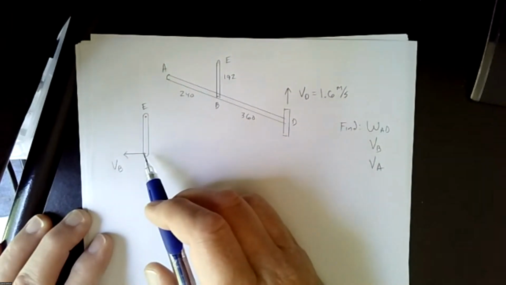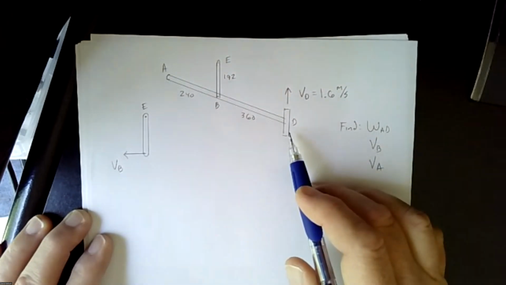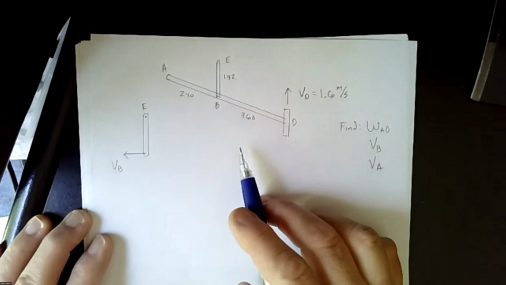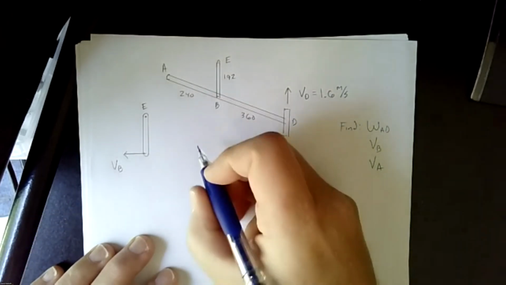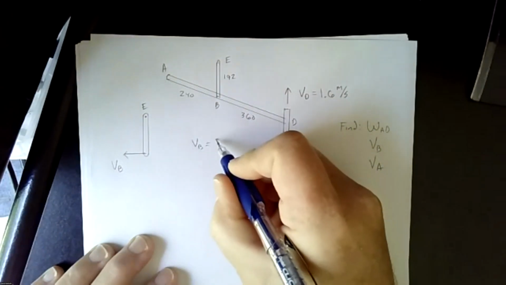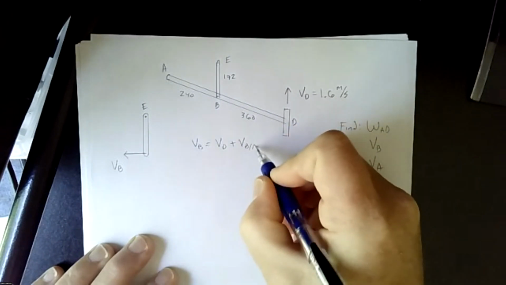So here's what E looks like, the velocity of B. So I know that's going to have to go that way. I also know the velocity of D has to go up and down. So I have these two distances constrained. Now, if I draw my equation, VB equals velocity of D plus the velocity of B relative to D.